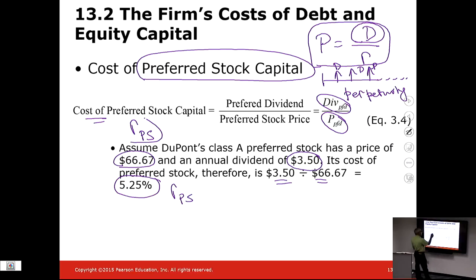But for preferred stock, I don't have to do any tax adjustments because the dividends that are paid for the preferred stock come out from net earnings or from net income. So it is paid after taxes have been deducted, unlike interest, which is paid before taxes have been deducted. So that's the key distinction.